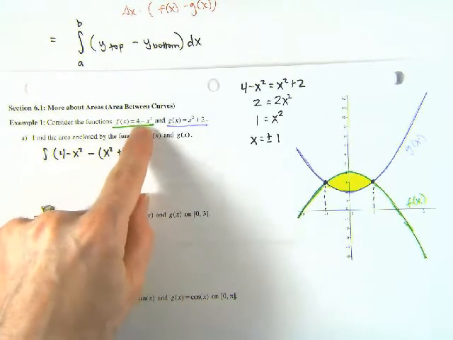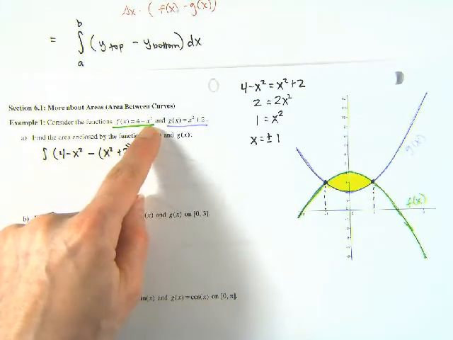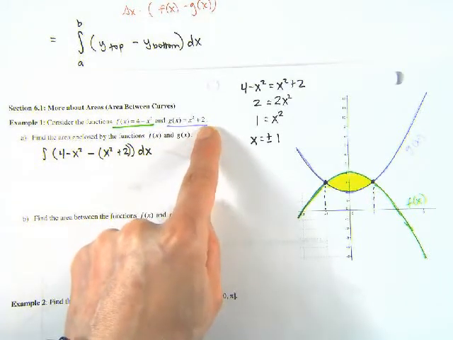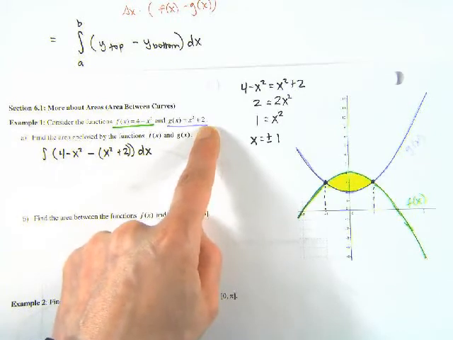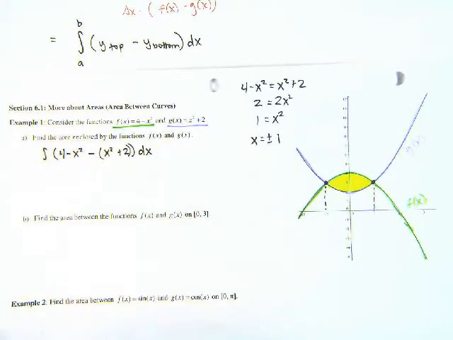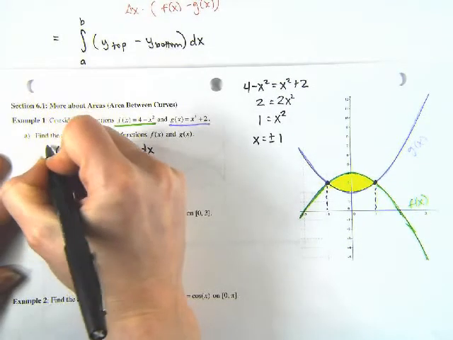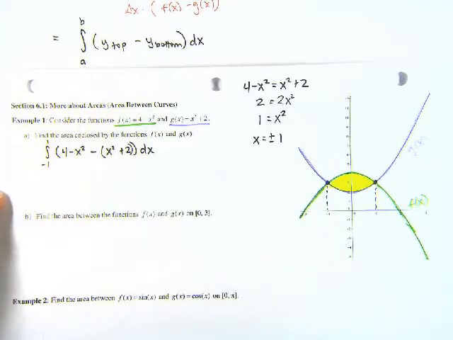So if I plug 1 into the f function, I get 4 minus 1, which is 3. If I plug 1 into the g function, I get 1 plus 2, which is also 3. Same thing would work for -1. Okay, so that lets me know for sure that my bounds go from -1 up to 1.